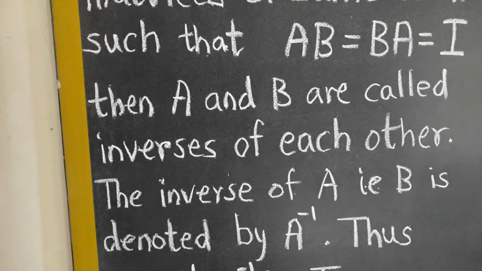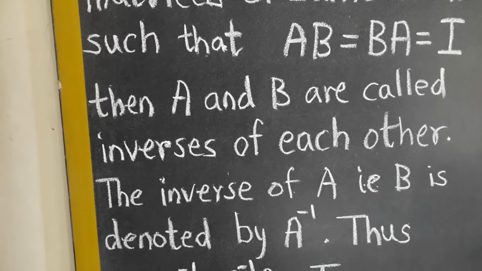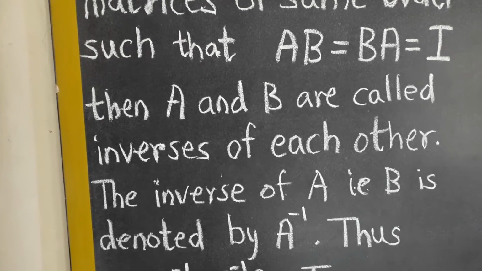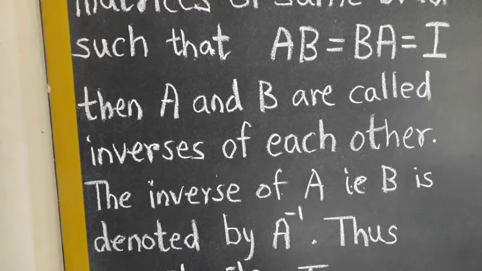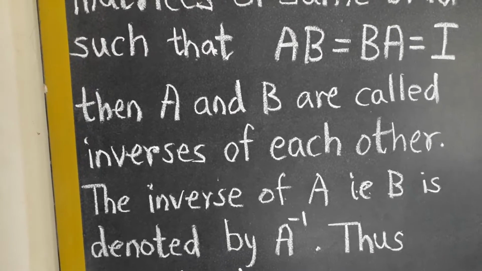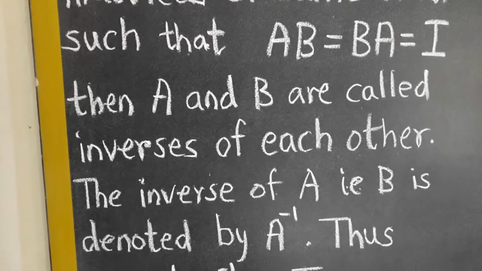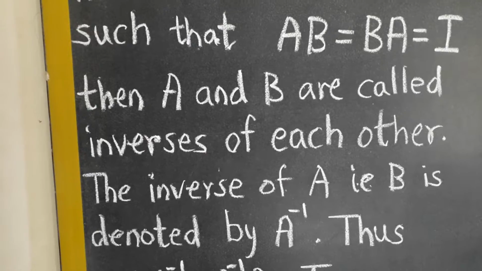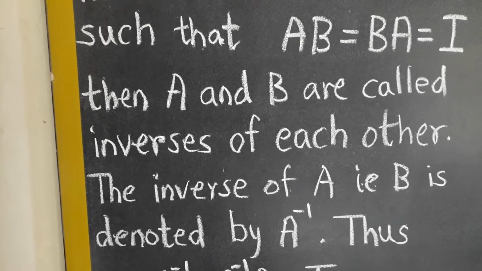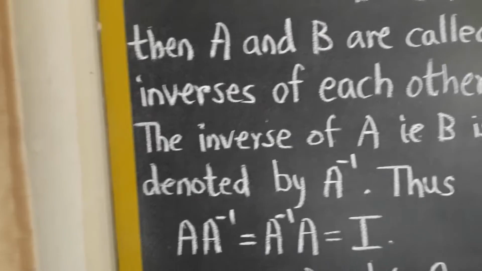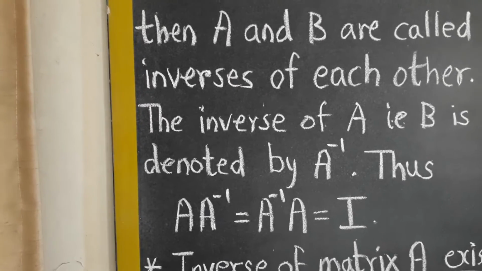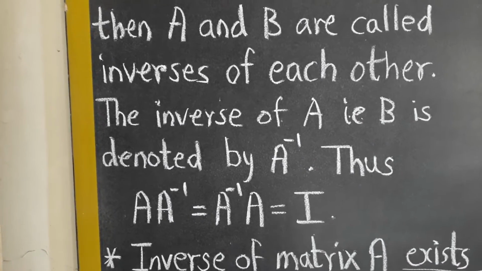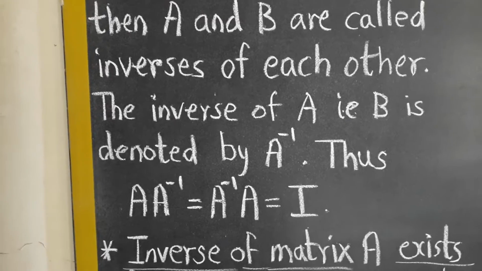Even though we have written A raised to minus 1, we are reading it as A inverse. I am not reading it as A raised to minus 1, so don't misinterpret it as A raised to minus 1. We have written the notation A inverse. Thus, A into A inverse equals A inverse A equals the identity matrix.